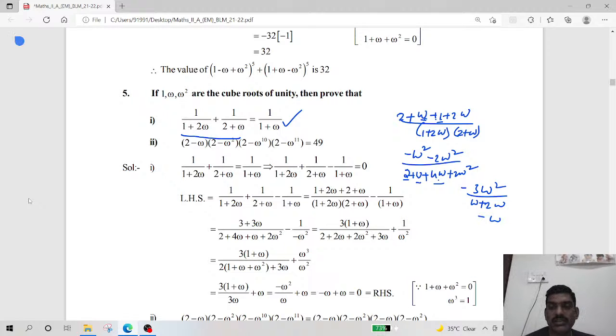This is again minus 3 omega square by 2 omega. Omega omega gets cancelled, minus 3 by 2 times omega. And simplify this part also. You get 1 plus omega square is what? Minus omega square. So minus 1 by omega square. Finally we are getting minus 1 by omega square. Right?